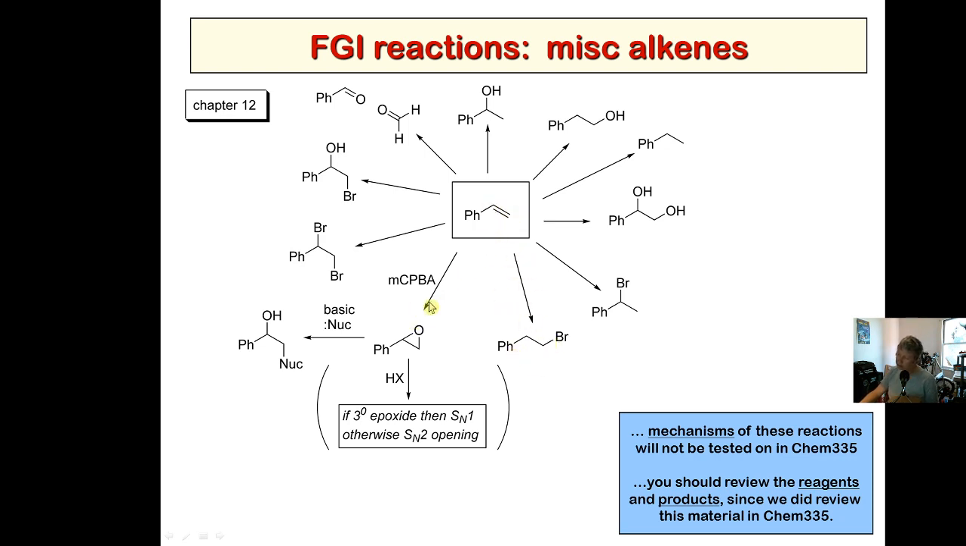This one you should know, not necessarily the mechanism, but you should know that alkenes react with MCPBA to make epoxides, and then if it's an acidic nucleophile, it's an SN1 opening. Actually, if it's a tertiary epoxide, then it's SN1, and the X group goes to the tertiary position. This situation is secondary, so X would just open up from the least hindered side.